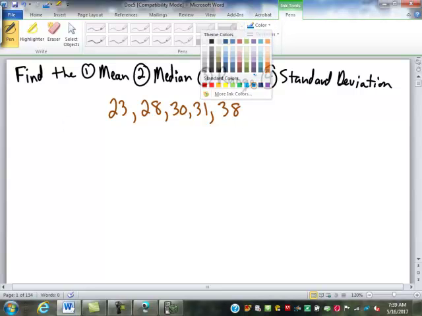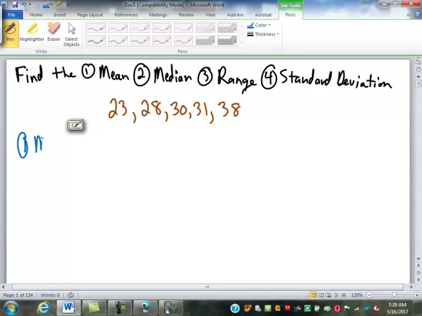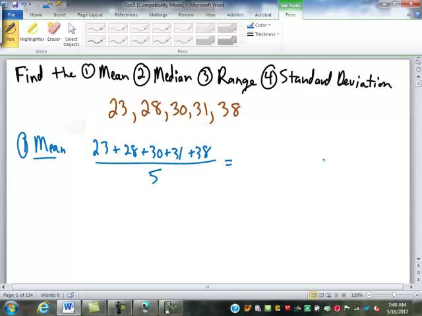So for this data set, how do you find the mean? So yes, we add them all up and divide by what? 5, because there's 5 of them. If we add them all up, what do you get? 30. Oh, no. Let's see there, 51, 81, 112, 150, divided by 5 is 30.